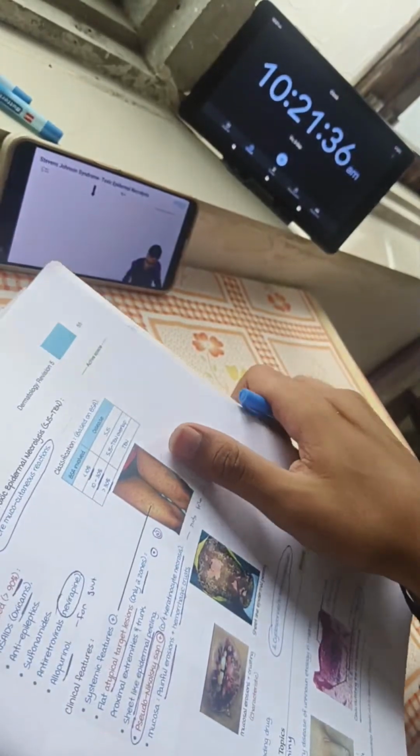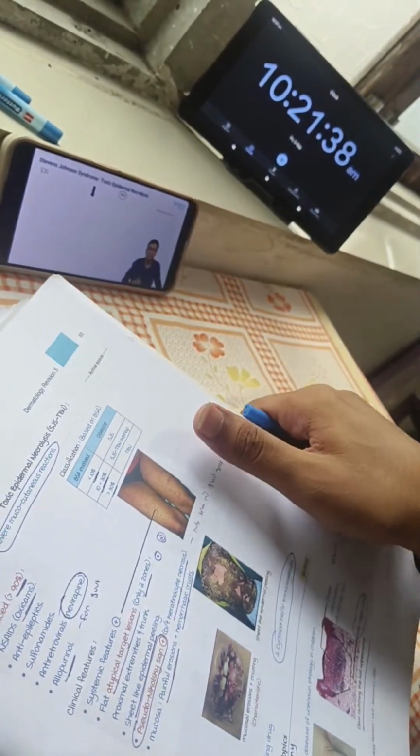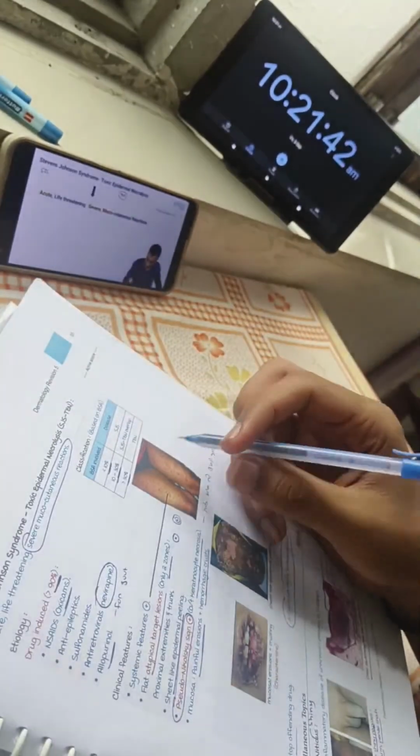Let's move on to the next topic of SJS and TEN. SJS stands for Stevens-Johnson syndrome. TEN stands for toxic epidermal necrolysis. So this spectrum is characterized by acute, life-threatening, severe mucocutaneous drug reaction. That means mucosal involvement is very, very important for the diagnosis. In terms of etiology, more than 90% of the times it is drug-induced.